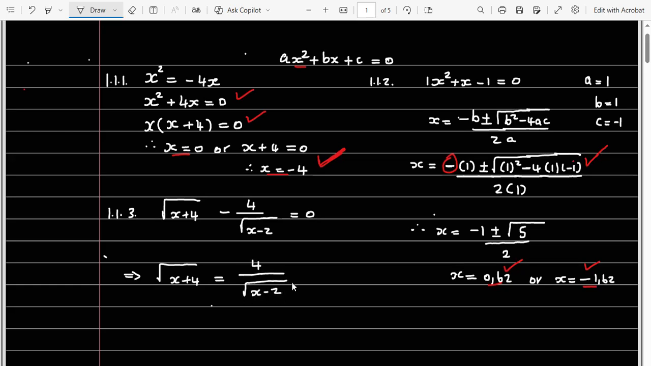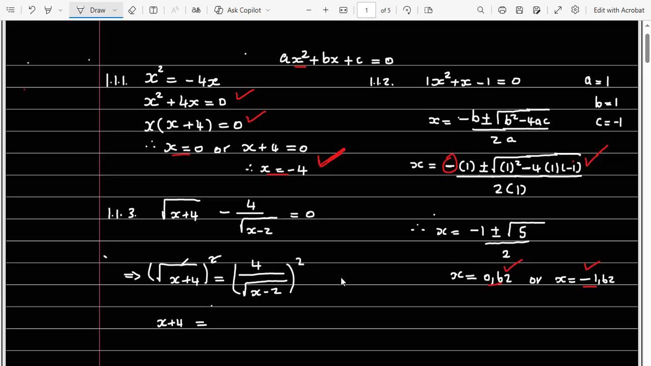Why? The aim is to get rid of the square root. So I can now square both sides. Square that and square that. So on this side, the square root will cancel. I'll be left with x plus 4.